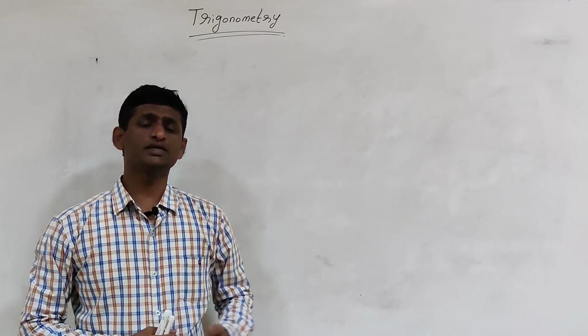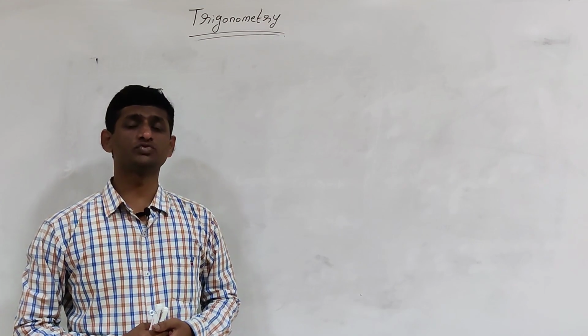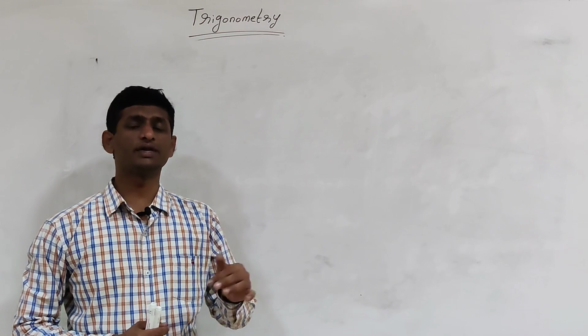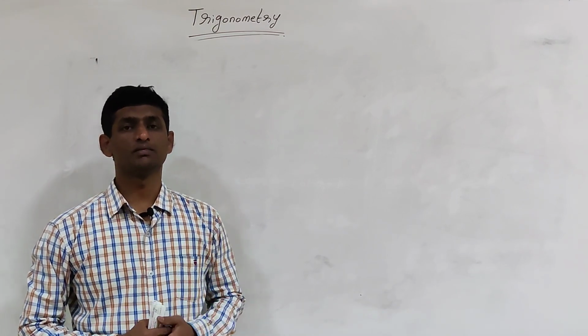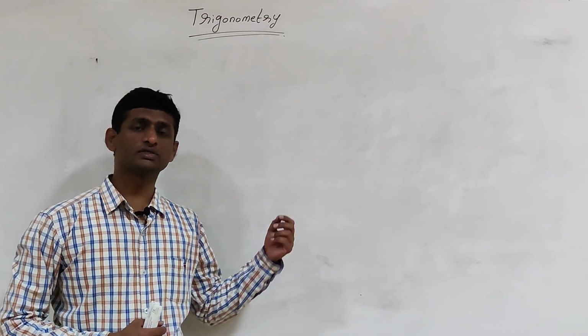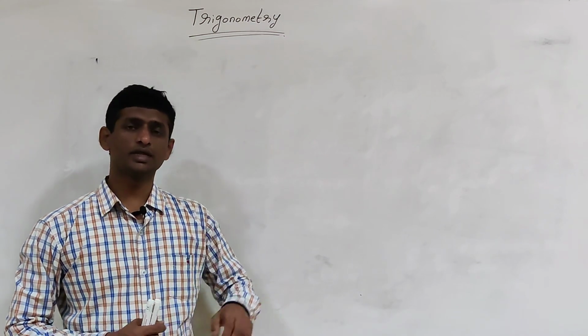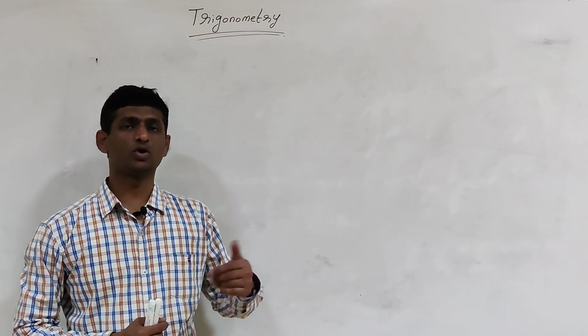In the next class, we'll go for the trigonometric ratios for 90 minus theta, 90 plus theta, 180 plus theta, 180 minus theta, 270 plus theta, 270 minus theta, and 360 minus theta. So today we have discussed the trigonometric ratios of theta. In the next class we'll go for 90 plus theta, 90 minus theta, and so on. So thank you.